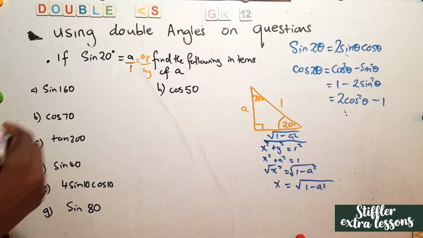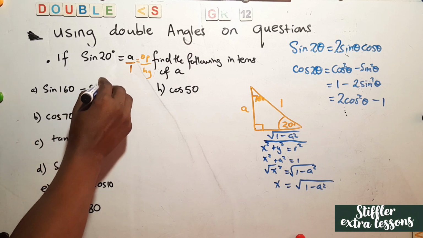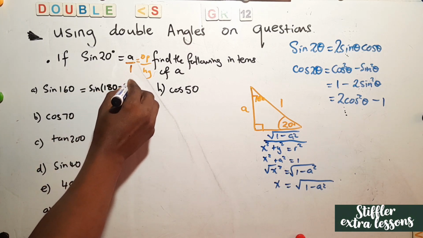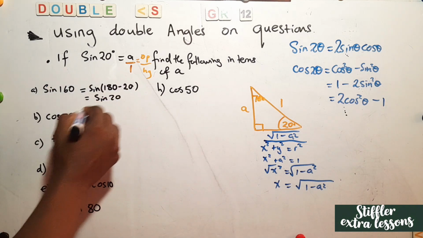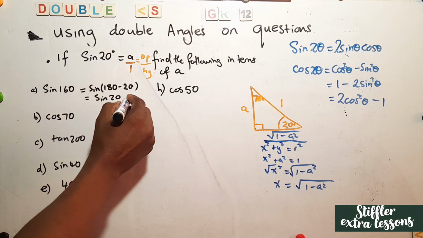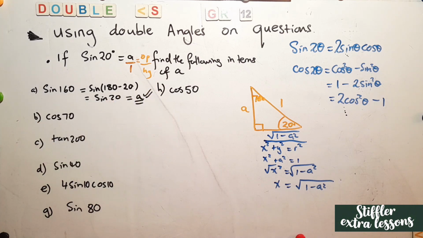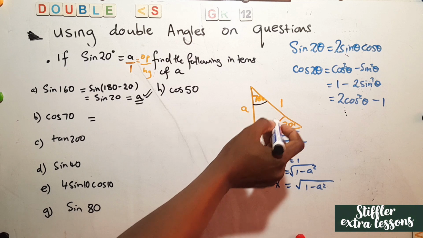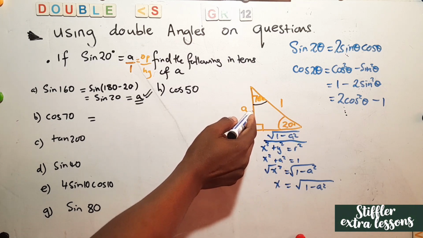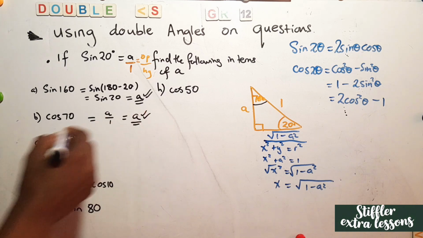Now let's solve the following. Sine 160, we can see that this is way over, so we need to reduce this. This is equivalent to sine of 180 minus 20, and this falls in the second quadrant, so it will be positive sine of 20. Sine of 20 already, they gave us, is equal to a. So this is a. Now we move to the next. They said cos of 70. So cos of 70, we look here. Fortunately, we have this 70. It will be adjacent over hypotenuse, so that's a over 1, which is simply a.